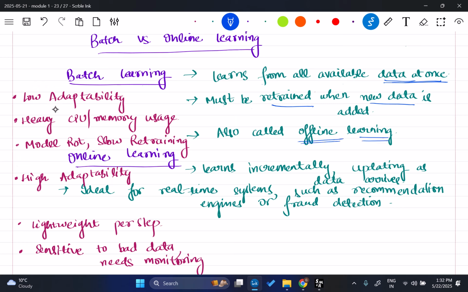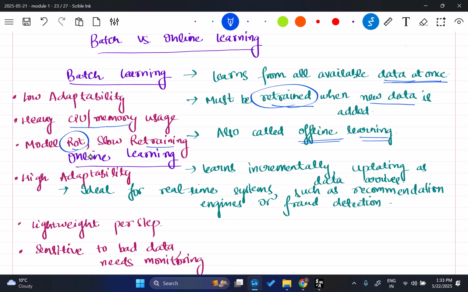So it is low adaptable. The adaptability is very low in the case of batch learning because you need to retrain the model if you have new data, which will consume high CPU and memory usage. The ML model will consume the memory, and it will also consume the CPU resources. The model will become rotten, old. It will be of no use if you're not retraining it with the new data. It's kind of an offline learning concept.